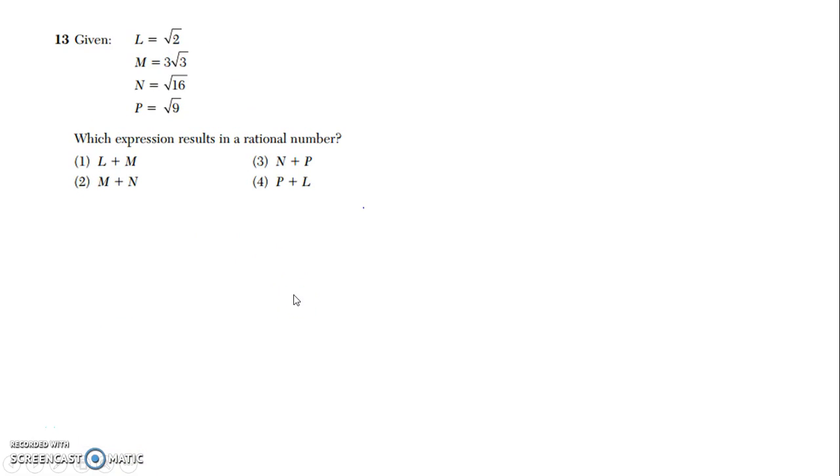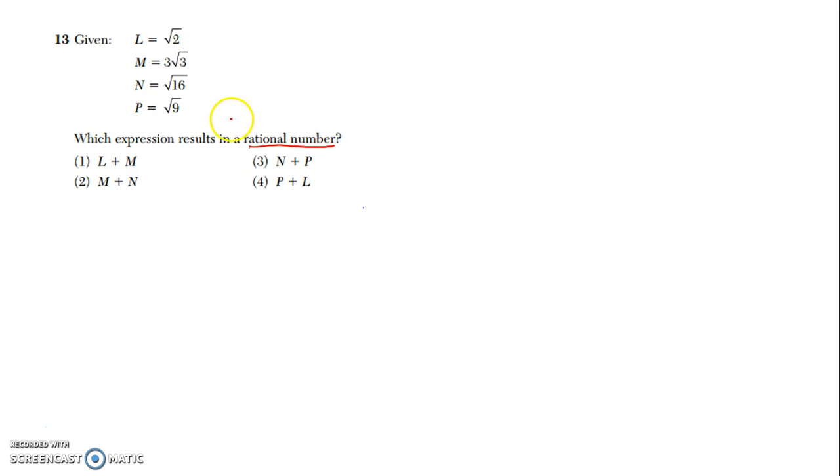All right, so I'm going to continue on. I'm going to talk about number 13. So you're given L is equal to square root of 2, M is equal to 3 square root of 3, N is equal to the square root of 16, and P is equal to the square root of 9. It says which expression results in a rational number?